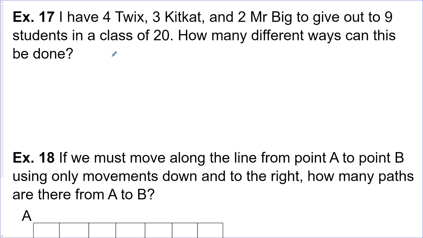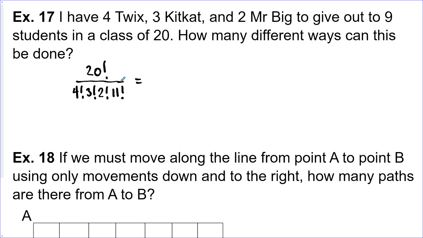I have 4 Twix, 3 Kit Kats, and 2 Mr. Big to give out to 9 students in a class of 20. How many ways can this be done? Now we start to get a lot of students here, so I'm not going to write out all the letters. But you can see that if we have 20, that would start off with 20 factorial. We've got 4 Twix, so that will be 4 factorial. Kit Kat is 3 factorial, and Mr. Big is 2 factorial. And that's our 9 lucky students there. The other 11 unlucky students will not get anything, so that will be 11 factorial. They're all the same. If you didn't get anything, you didn't get anything.